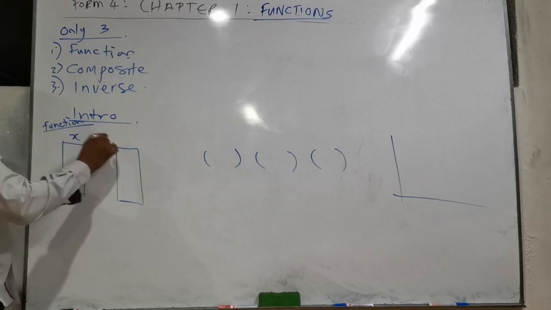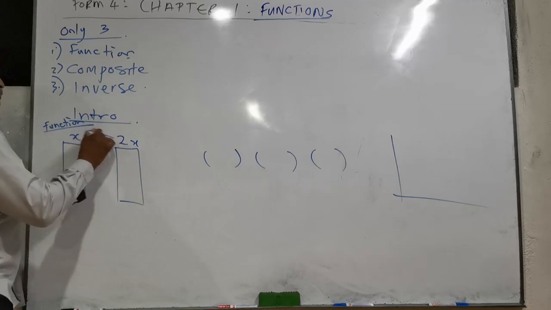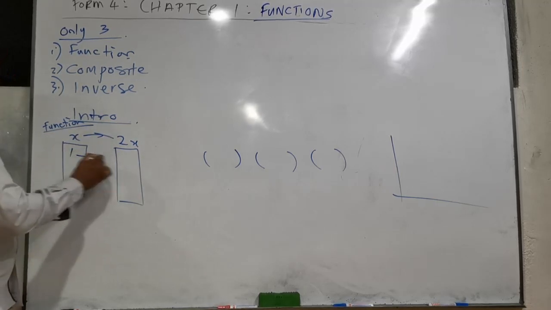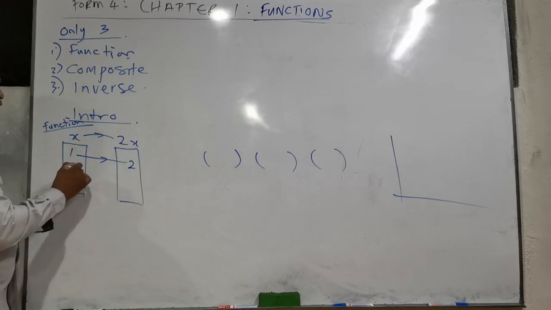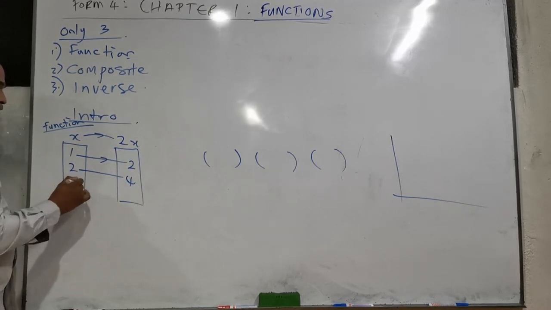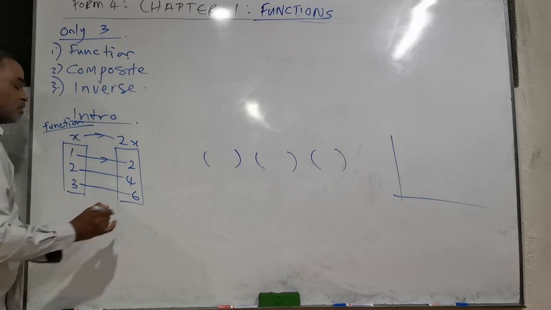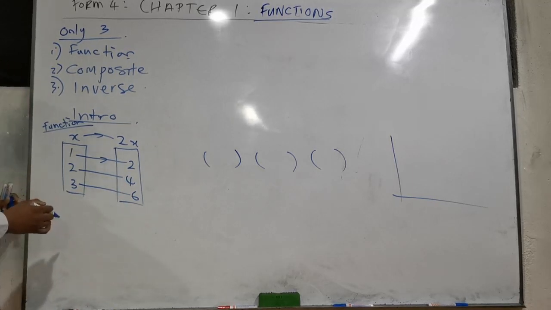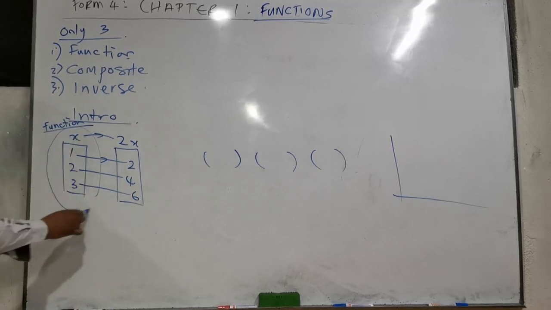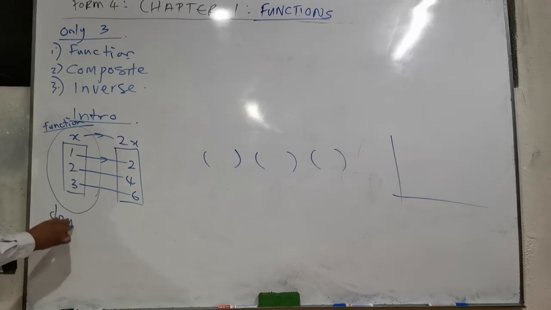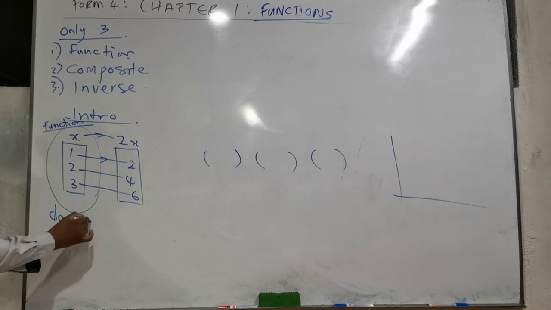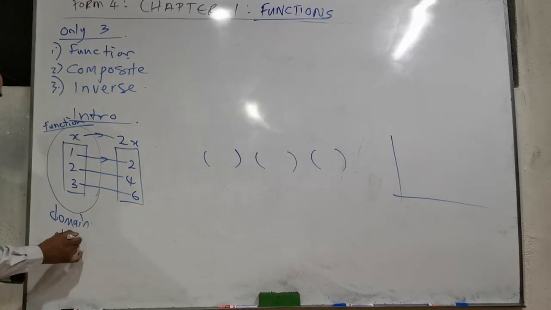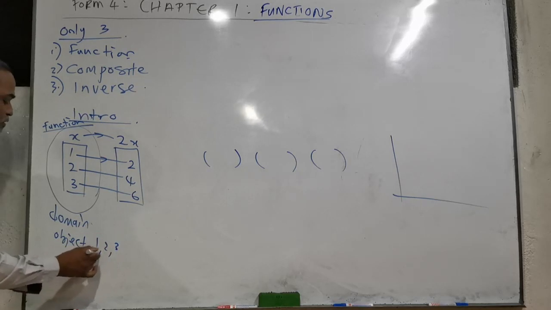Let's say this is x, this is 2x. A simple example I give you. Let's say here 1. Whenever they say 2x, that means 2 times this will become 2. Here 2 becomes 4. Here 3 becomes 6. Alright? This is called function. So the first set we call domain. Any element inside the domain we call object. Object we write 1, 2, 3 without a bracket.